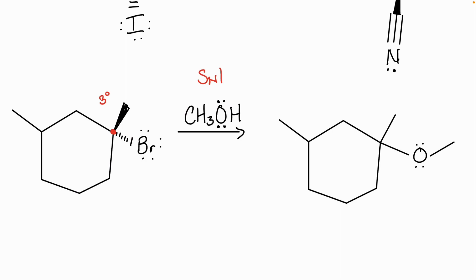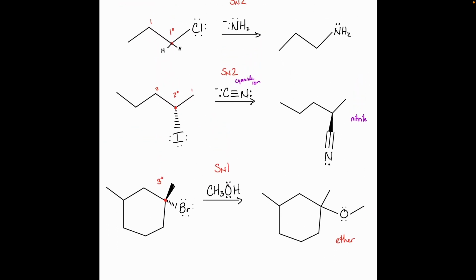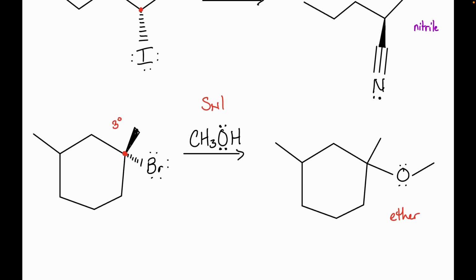Does anybody remember what this functional group is called here? When you have an oxygen that doesn't have a hydrogen on one side, it has carbons on either side. We're a pretty forgettable functional group here. These are ethers. So again, we can create a wide variety of different functional groups with our substitution reactions.